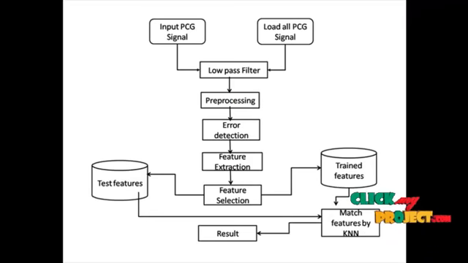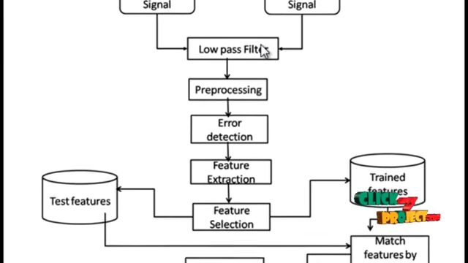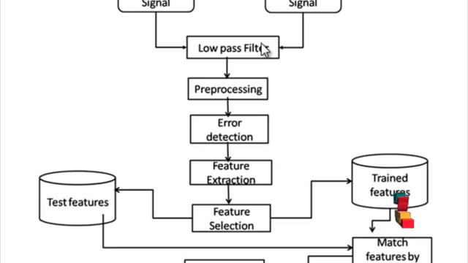Let me see the flow of the project, efficient method for event detection in phonographic signals. In this project, we perform two processes, one for the query PCG signal and another for the database PCG signal. Load all PCG signals and perform the low pass filter. The low pass filter is performed for order 1, order 2, order 3 and order 4. After that, we perform the pre-processing.